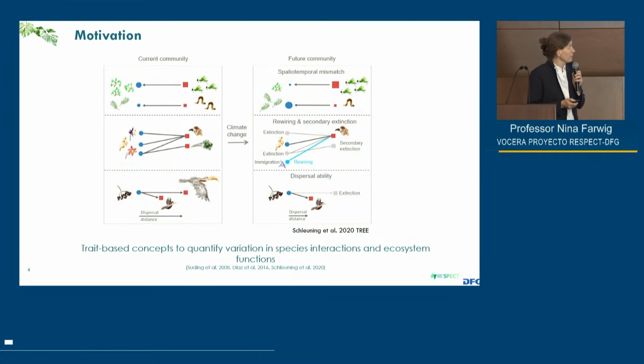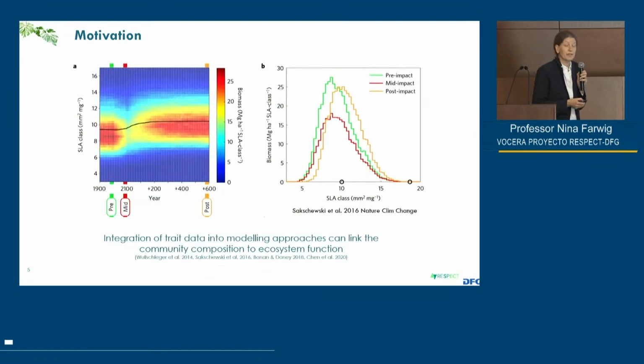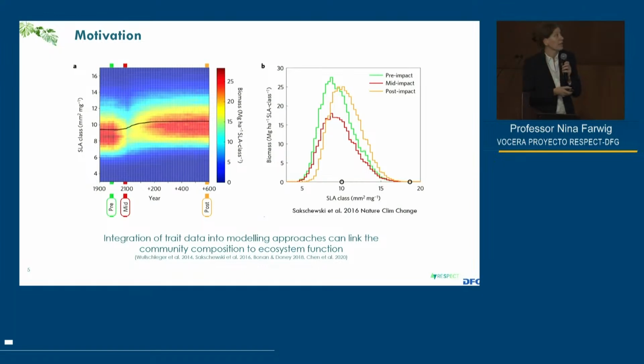Also at that time, traits have been integrated into models, into land surface models, and mostly based on global databases. So here, for instance, the specific leaf area was used to look at how drought affects Amazonian biomass production, and you can see here that while biomass was soon achieved, the same measure of biomass was achieved after disturbance, they could show that there's a change in the SLA classes.